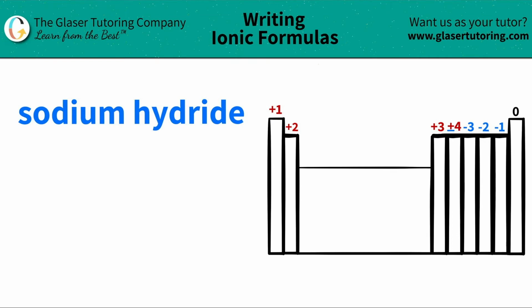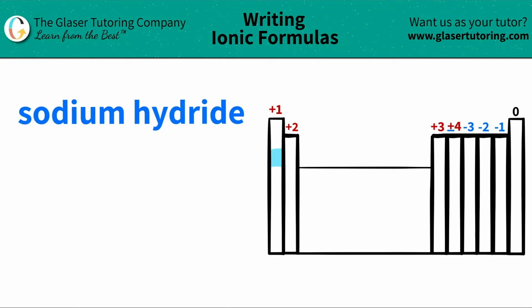Today, we are going to be writing the formula for the ionic compound sodium hydride. So let's see where these elements are located on the periodic table, and then we'll take it from there. So I'm going to go for sodium first. I'm going to scan the periodic table to see where sodium is. And sodium is right here, right?